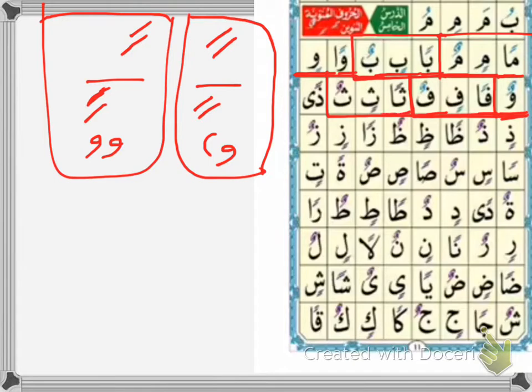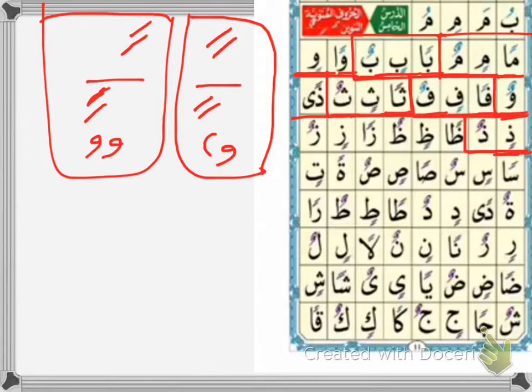Next is the letter ثا. ثا فتحتين ثن، ثا كسرتين ثن، ثا ضمتين ثن. Next is ذال. ذال فتحتين ذن، ذال كسرتين ذن، ذال ضمتين ذن.